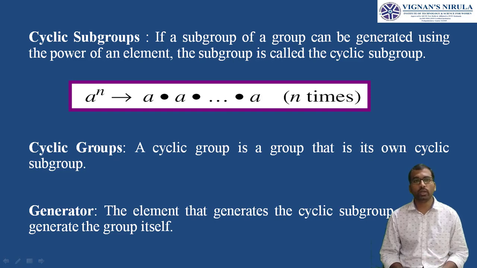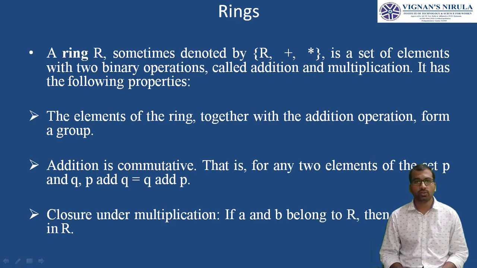Coming to the next one, that is ring. A ring is a set of elements with two operations, one of which is like addition and the other is multiplication, which we call add and multiply. It has the following properties. The elements of the ring together with the addition operation form a group. That is one of the properties of a ring.